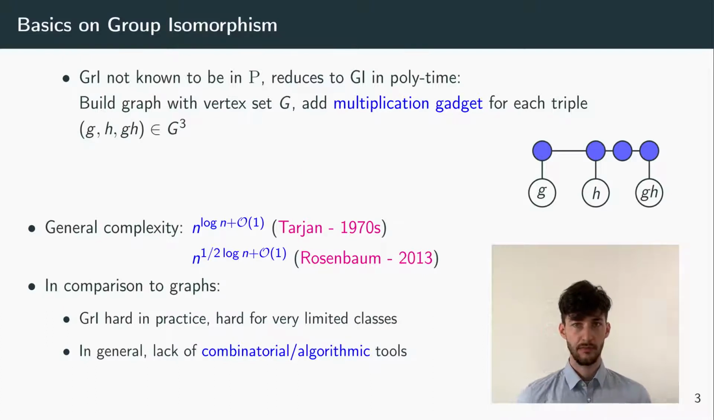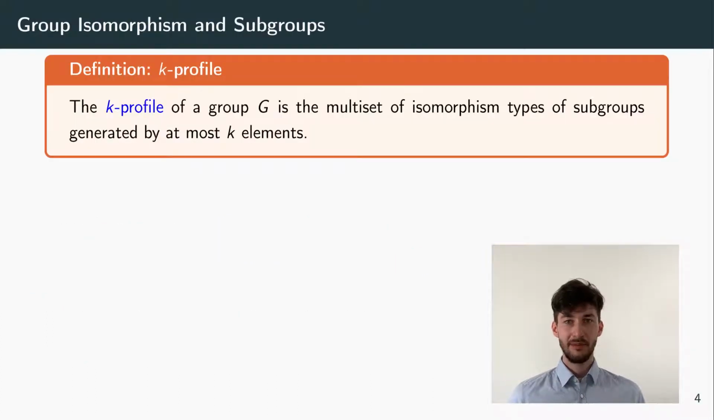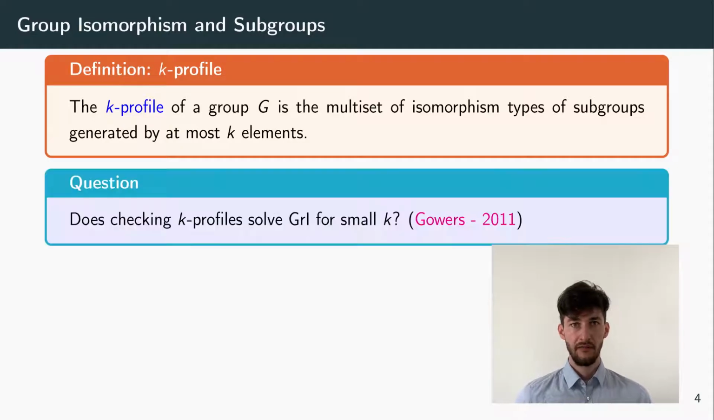So let me point out one series of arguments here which will be important for this talk, and this is dealing with substructures. So the k-profile of the group G is just the collection of subgroups generated by at most k elements, or rather the multiset of their isomorphism types. And then Gowers asked how well does checking k-profiles actually do in terms of the group isomorphism problem. And so this discussion started in 2011 on a blog by Lipton.